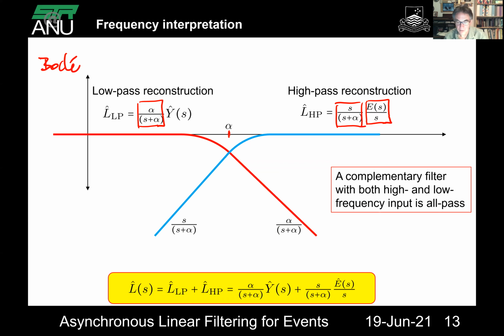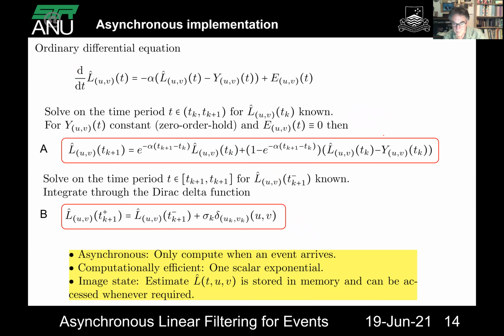And the point about a complementary filter is that if you add the frequency responses of those two things together, you get unity the whole way through. So you're rebuilding a unity gain information across the whole temporal response of the signal, trusting the true image information or the frame-based data in the low frequency and trusting the event-based data in the high frequency.